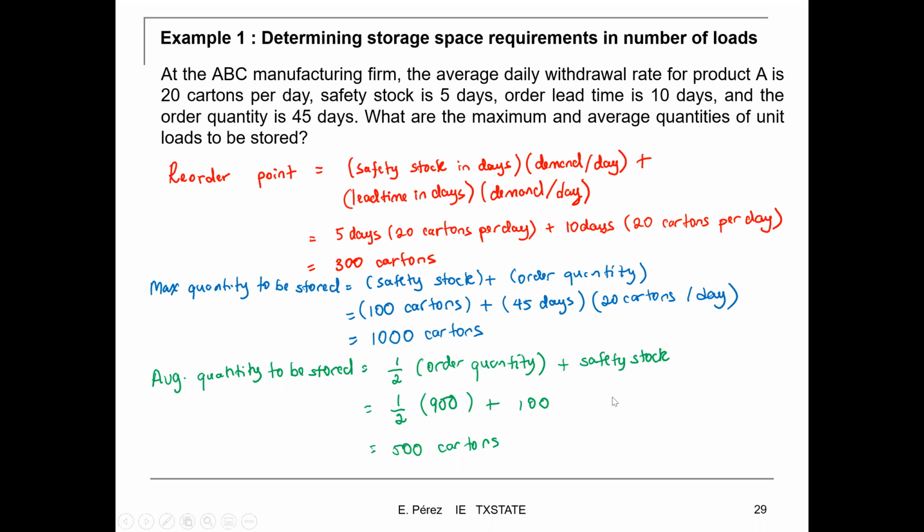So I'm going to stop here. In the next lecture, we are going to continue our discussion on warehousing, and we're going to look at differences between randomized versus dedicated storage. We're going to look at some examples for you to understand the difference. So that's the next video.